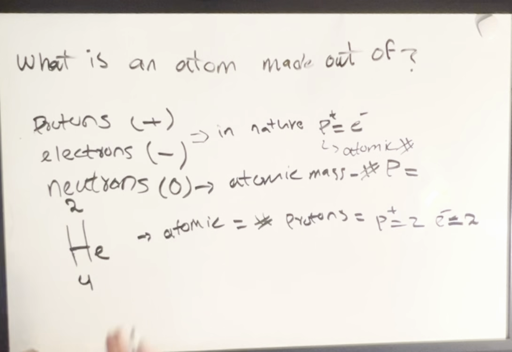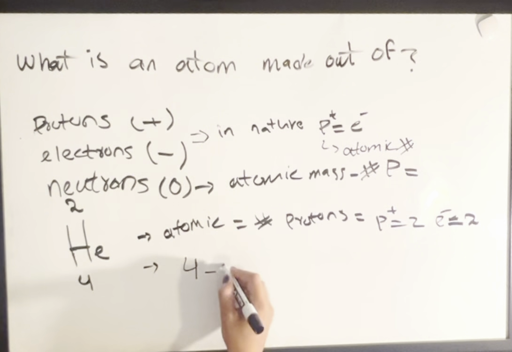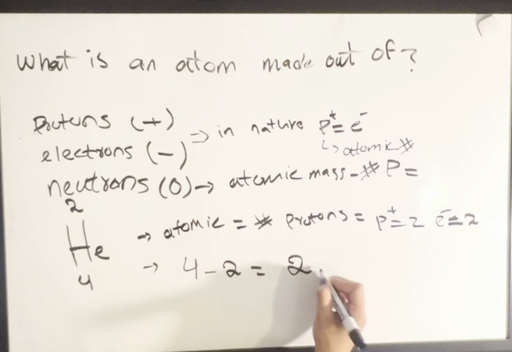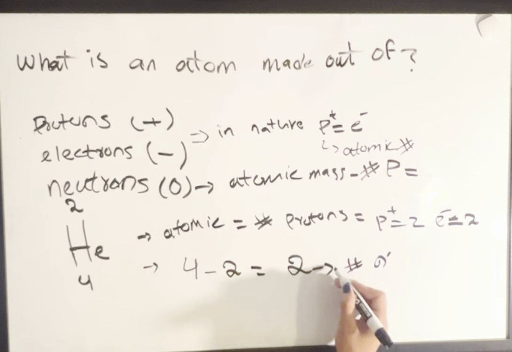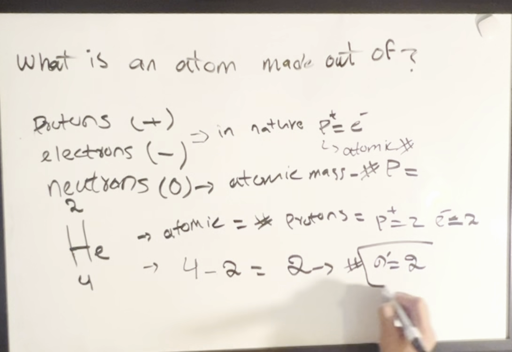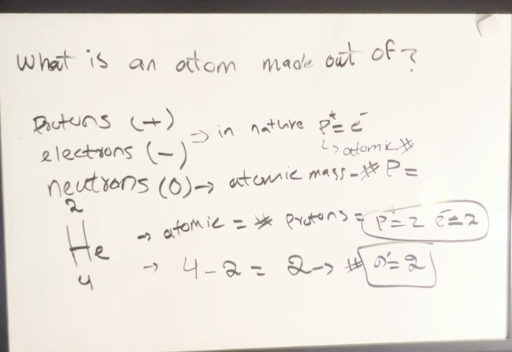Now, what about the number of neutrons? That's when we use the atomic mass. We know that the atomic mass for our helium is 4 minus the number of protons, which is 2, and 4 minus 2 is 2. So this is the number of neutrons, which have a charge of 0, or I can just write it like this. It can be that easy.